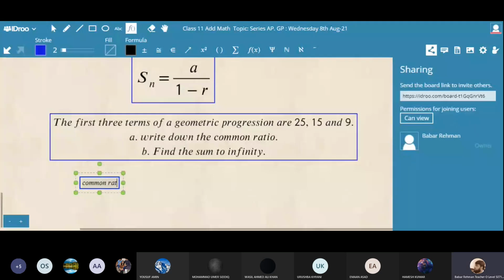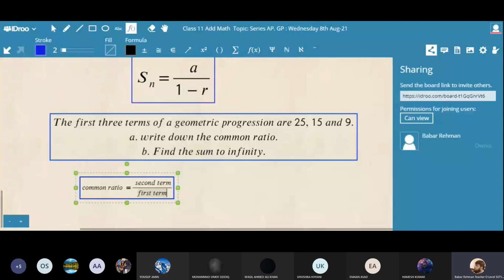The common ratio can be found by A2 divided by A1. Second term divided by first term. Any term can be divided by the term preceding it. For example, if the second term is 9 and the first term is 15, or the second term is 15 and the first term is 25, you will find it like this, okay?